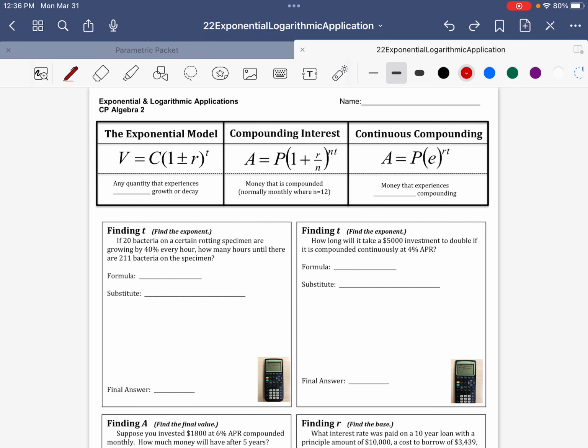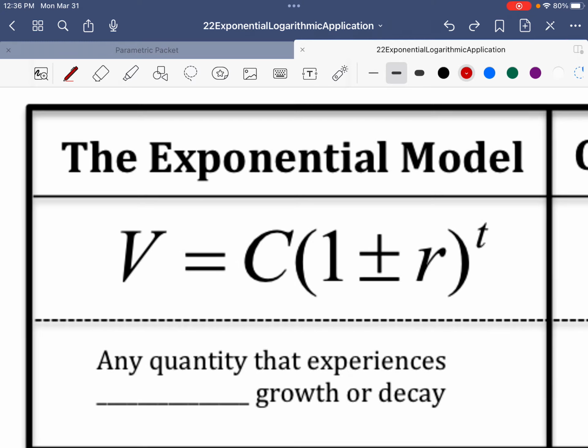All right, kids. Well, you've made it to the last lesson of Algebra 2, and what we're going to do is some application of exponential and logarithmic concepts. First thing I want to do is make sure that you're comfortable with some of these main formulas that we're going to be working with.